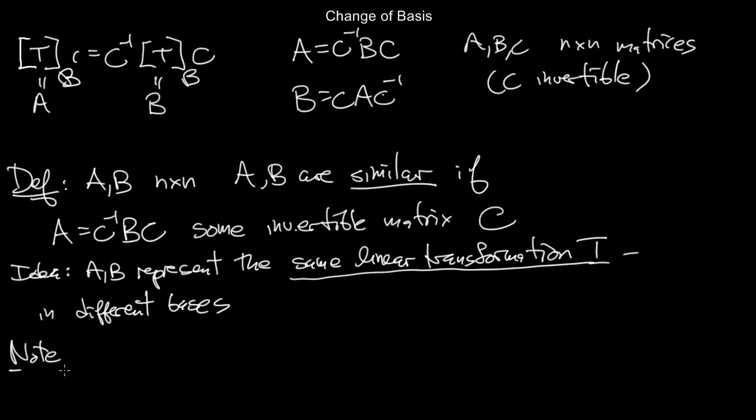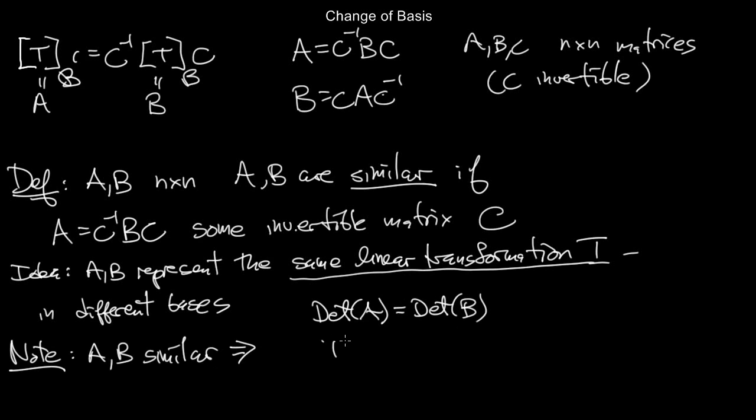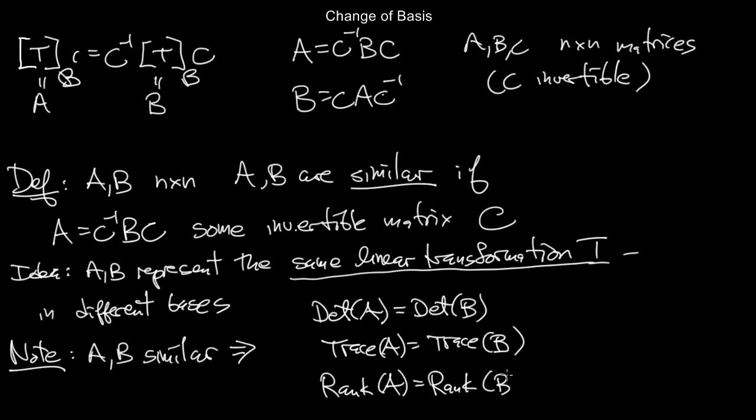And for example, I'll make a couple of comments here which are very useful. If A and B are similar, then they have the same determinant. They also have the same trace, and they have the same rank, and various other properties are shared by them, all reflecting the fact that they are really talking about the same linear transformation in two different bases. So that's where I'll stop, and we'll pick it up next time.